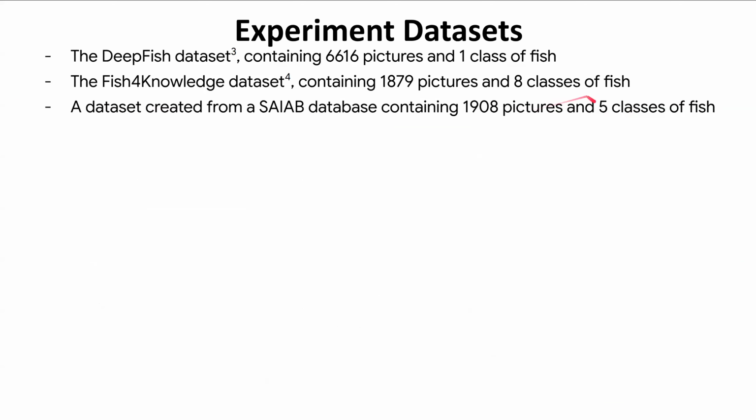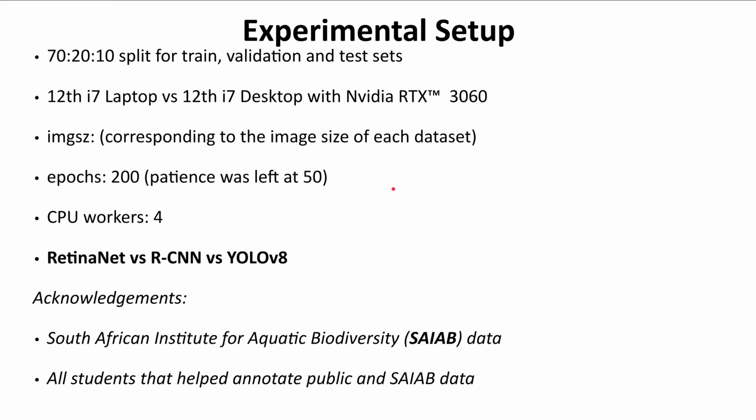So this is the summary. As you can see, with the top 5 classes, this Aldabra data set is very similar to Fish4Knowledge in terms of size, whereas DeepFish is a lot bigger, but it's only one class. A standard 70-20-10 split for training, validation, and test sets was used, and a standard laptop and desktop were used with the same GPU, but you can imagine that the laptop's one is normally a bit slower. The image sizes were varied between 640 and 480.